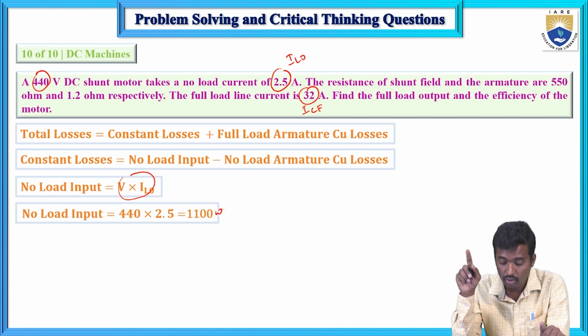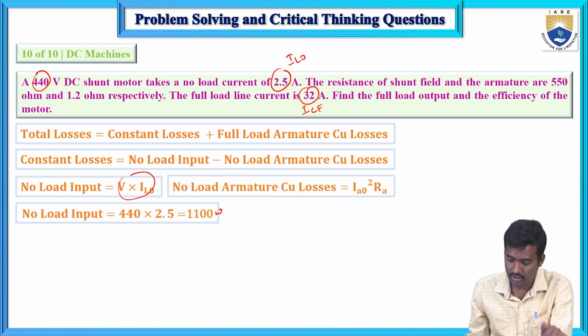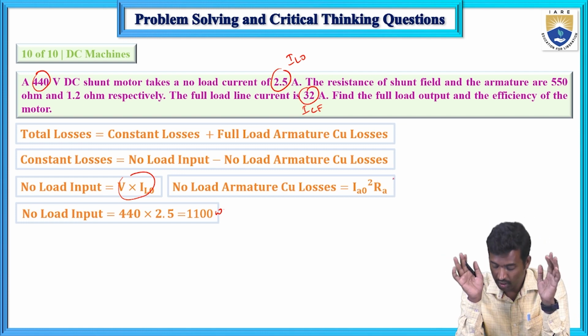Now what about no load armature copper losses? No load armature copper losses means IA0 squared into RA. RA is given here, RA value is 1.2, that one is okay. What about IA0?